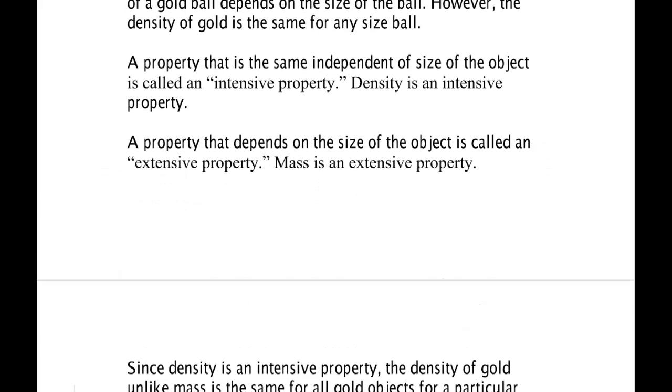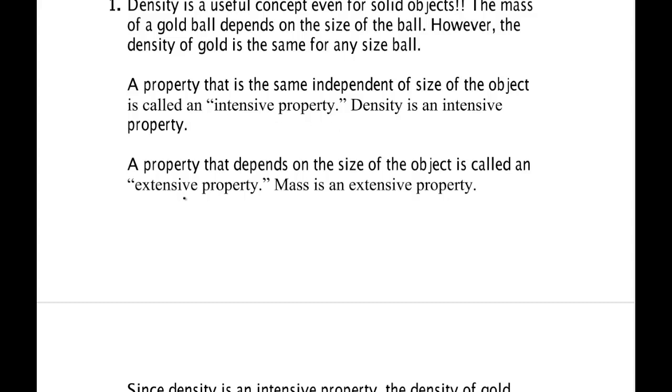Let's look at some other things. I already said it is an intensive property. Mass is an extensive property. It's extensive because it depends on the size and therefore is not unique to the object.